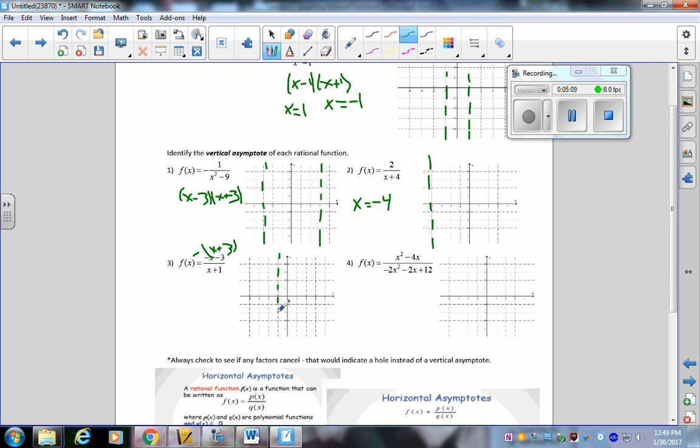And just a reminder, our asymptote is a line. So if I'm asking you for the equation, or if I'm just asking you what it is, it's an equation. It's x equals -1. Right over here at number 4, that can be factored.